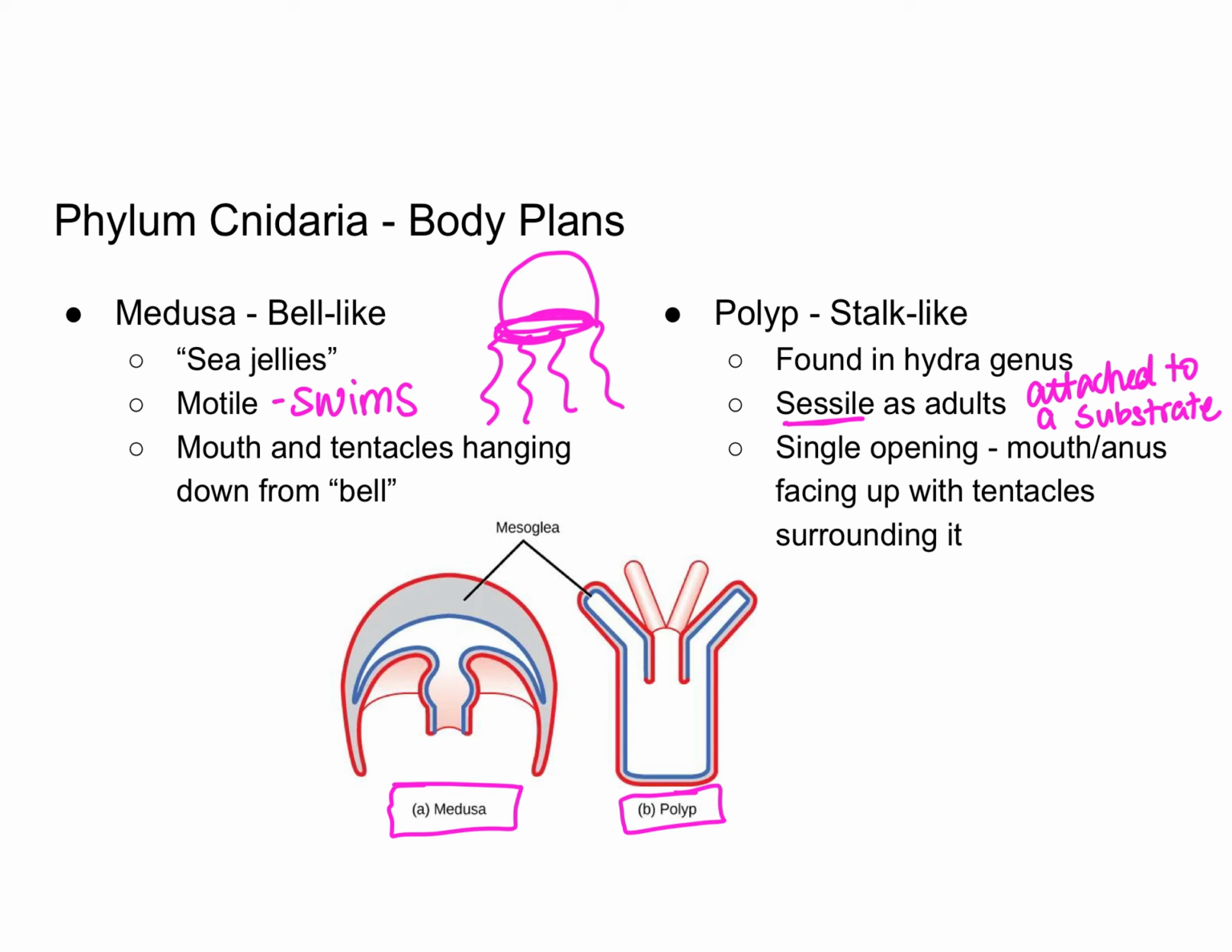It also has a single opening. So like the medusa, it's got this opening here that acts as a mouth and an anus. And then it's got these tentacles sticking up from it. A more familiar term that's associated with these polyp types would be sea anemones.